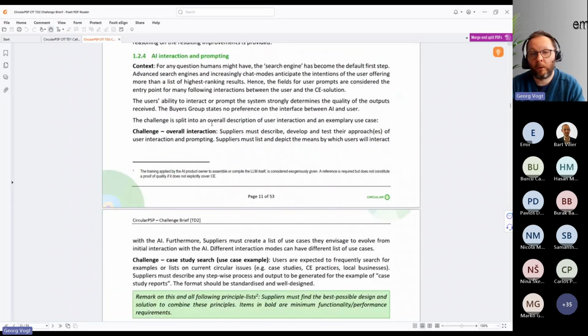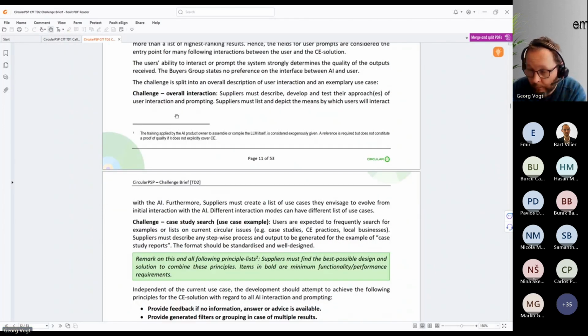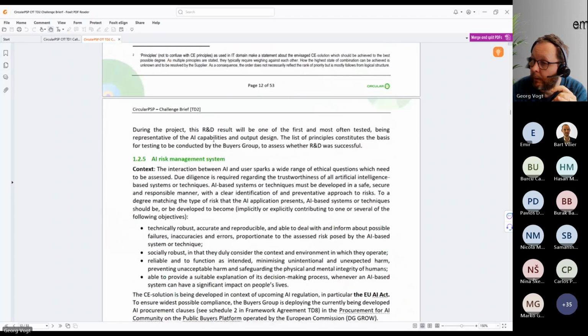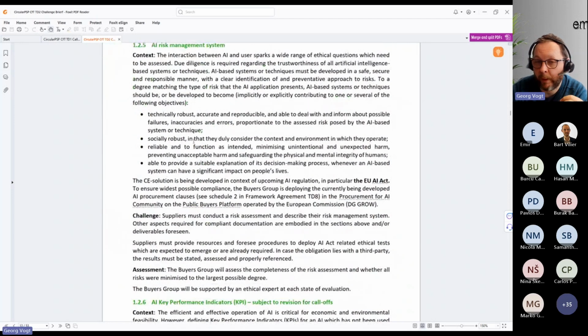Interaction prompting is basically the models by which you choose to make the AI accessible. Whether you use chat or not you are free, but there must be at least one. And then risk management assessment follows from the AI Act. Anyone who ever will want to sell an AI to a public institution or even offer it publicly will have to have an AI risk assessment management system in place in the future, from 26 onwards, I think.